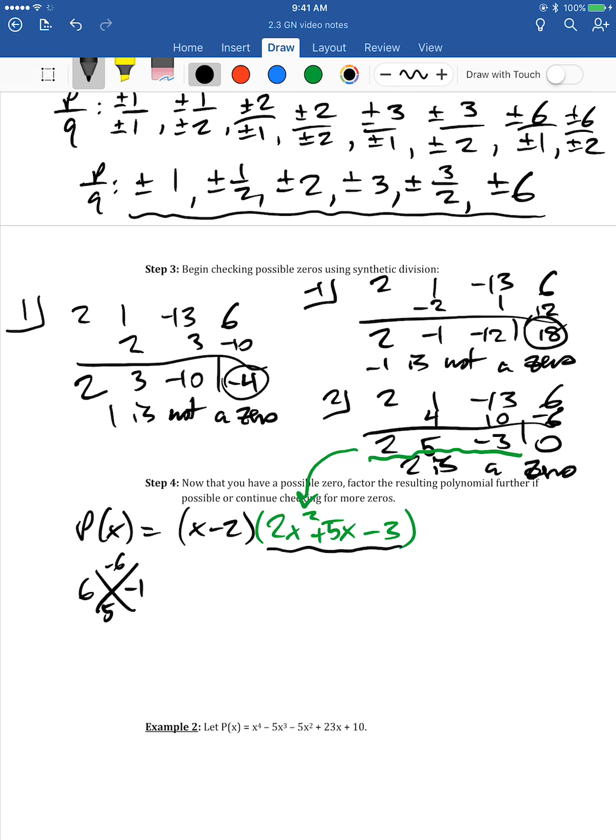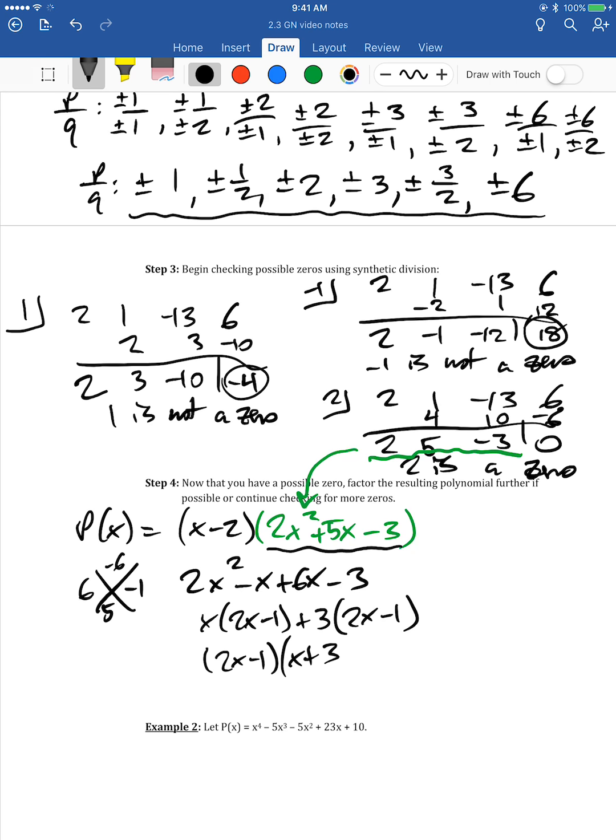We can use our x. So we can write 2x squared minus x plus 6x minus 3. Factor out an x. And then factor out a positive 3. Factor out 2x minus 1. So this factors to this, which means that our full p of x factored completely is x minus 2 times 2x minus 1 times x plus 3.